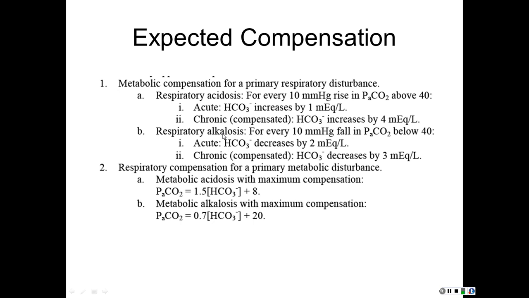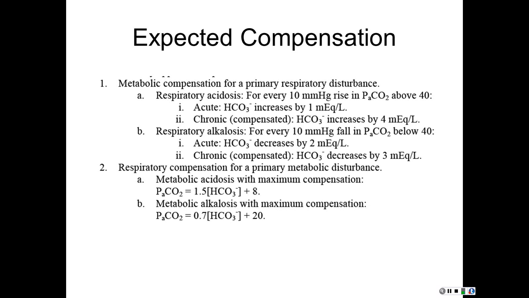And for respiratory alkalosis, so if you have some sort of neurologic injury that's causing you to overbreathe, then for the drop, you would expect to see the bicarb drop by about 3 milliequivalents once it's compensated, so not quite as much. And then for primary metabolic problems, so a primary metabolic acidosis, the change in CO2 that you would expect, you can calculate by this here. You can take the bicarb that you end up with after your metabolic acidosis, multiply it by 1.5 and add 8, and that should be your compensated CO2.